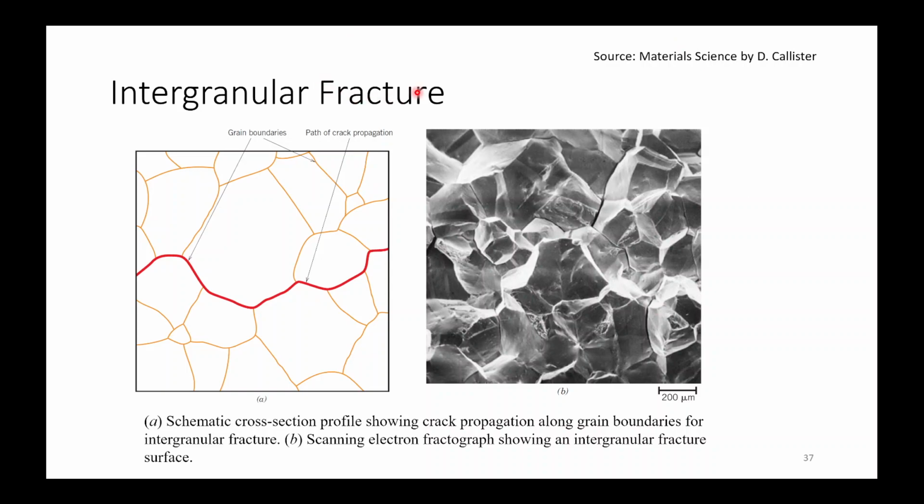In case of intergranular fracture, this is seen when your grain boundaries are very brittle in nature. When grain boundaries have impurities present or hydrogen embrittlement, your material will fail through the grain boundaries because they are weaker. So your crack propagation will occur along grain boundaries for intergranular fracture. Now this is your SEM micrograph showing intergranular fracture.